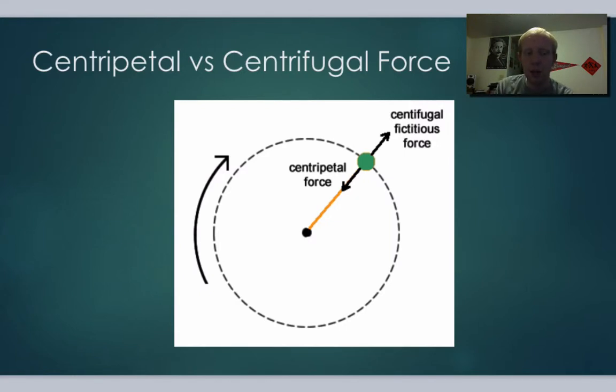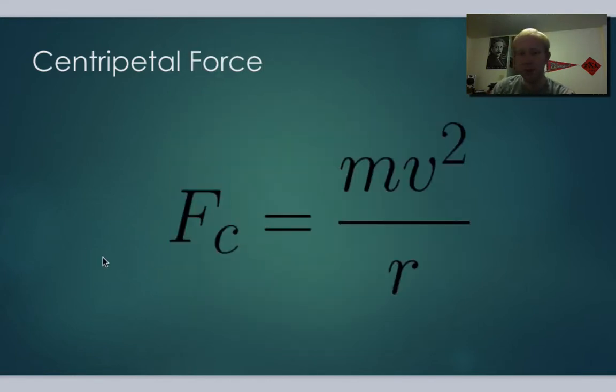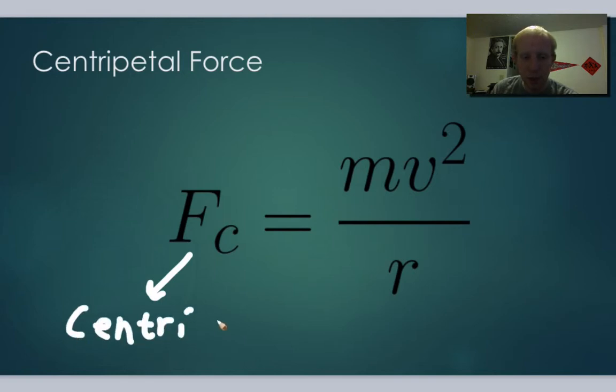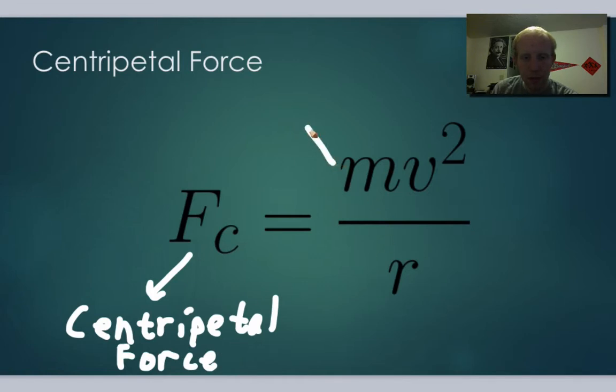Okay? But here is how we calculate centripetal force. Okay? So centripetal force, or force centripetal, okay, is equal to the mass times the velocity squared over the radius or the distance. So centripetal force, this is mass.